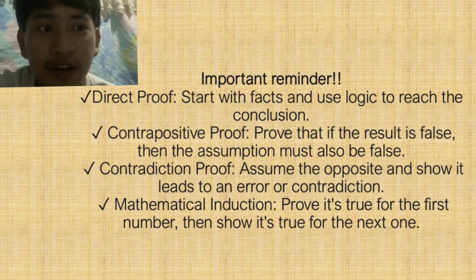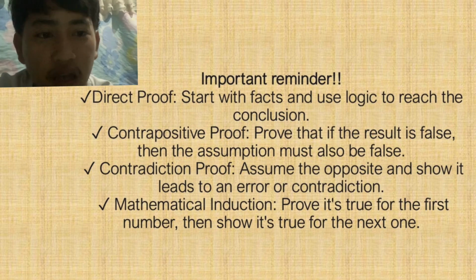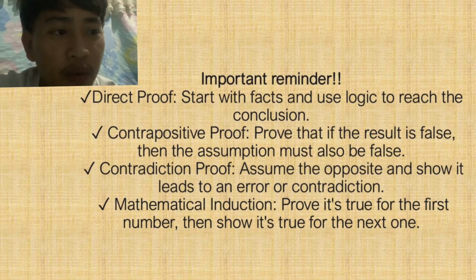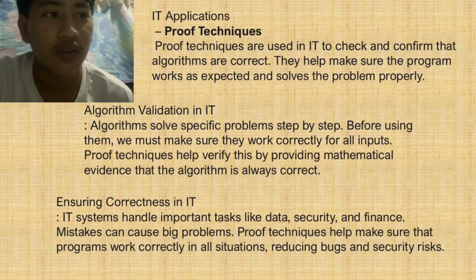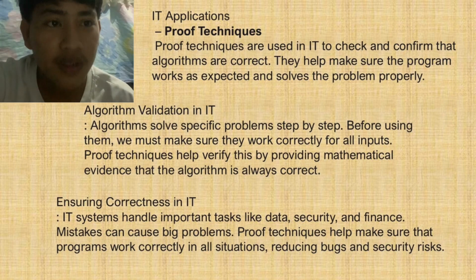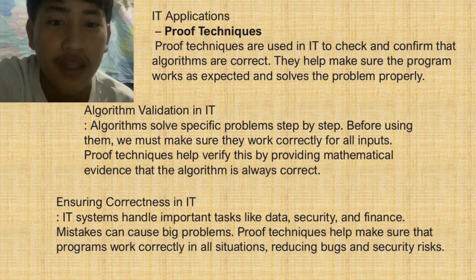Important reminder: direct proof starts with facts and uses logic to reach the conclusion. Contrapositive proof shows that if the conclusion is false, then the assumption must also be false. Contradiction proof assumes the opposite and shows that it leads to an error or contradiction. Mathematically, induction proves it's true for the first number, then shows that if it's true for one number, it's true for the next. IT application: proof techniques are used in IT to check and confirm that algorithms are correct. They help make sure the program works as expected and solves the problem properly.